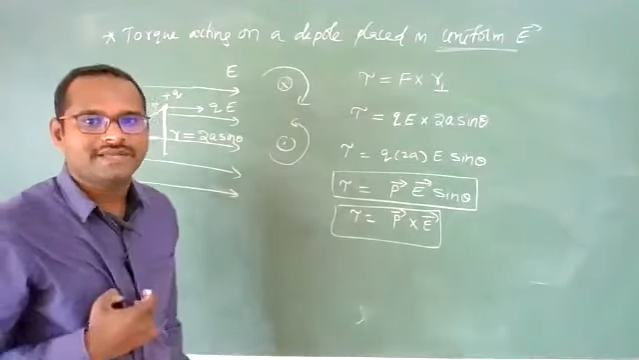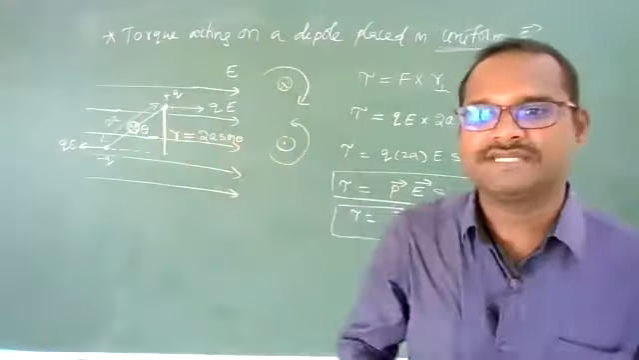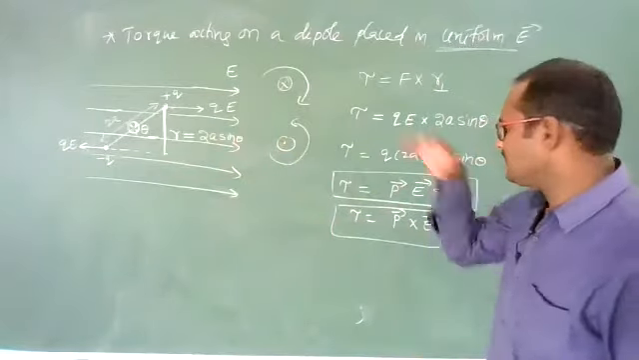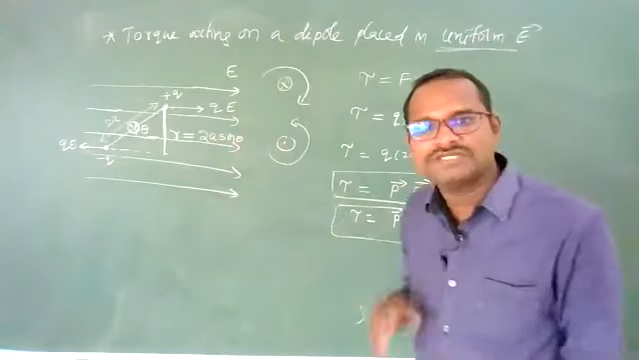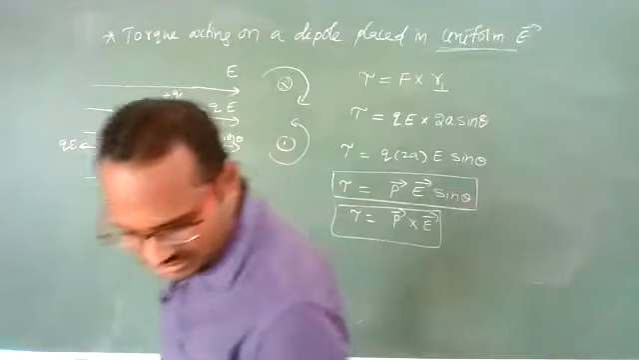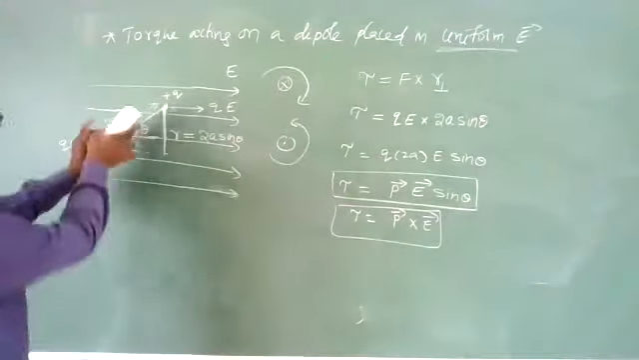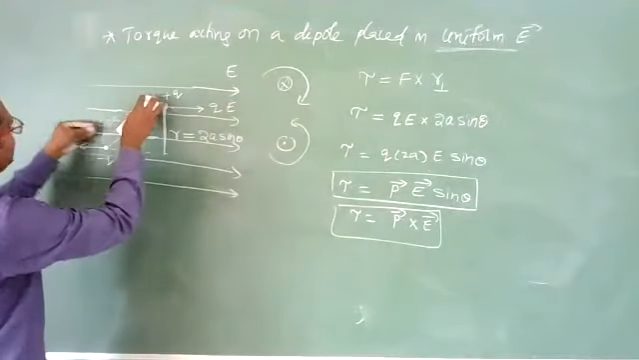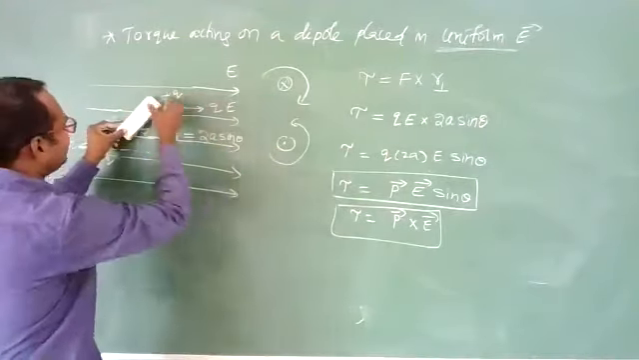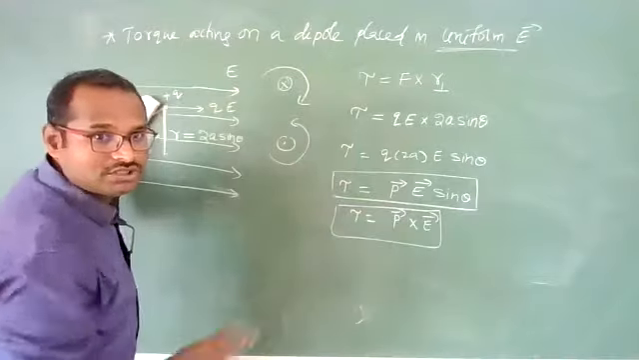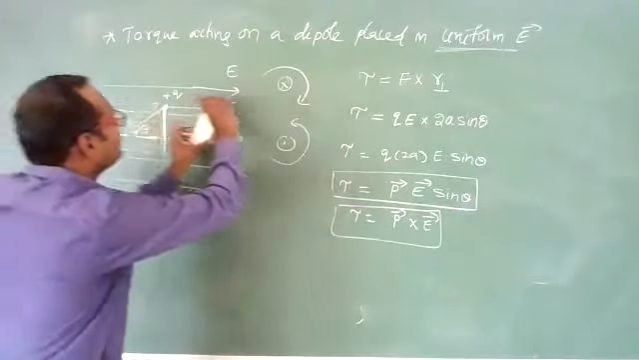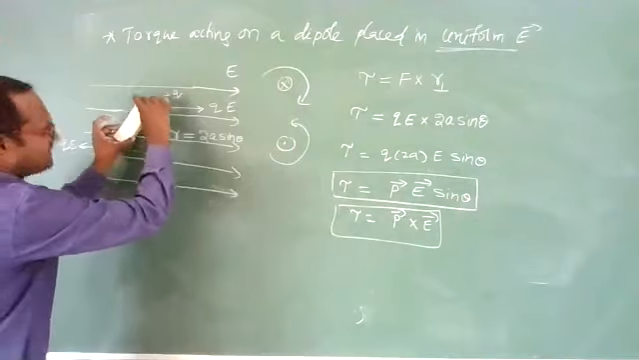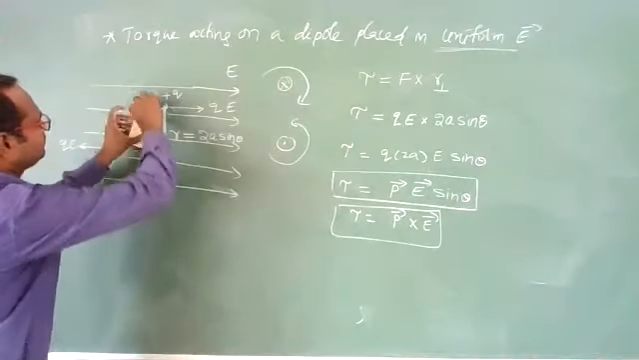Clear? So this is the torque acting on a dipole when it is placed in a uniform electric field. Okay, sir, torque is acting. Is there any force acting on this dipole? Let us check. On this dipole, on one side QE is acting and on this side QE is acting. Net force how much? 0. So it is not moving in the forward or backward direction. It will stay there only and it will rotate like this.